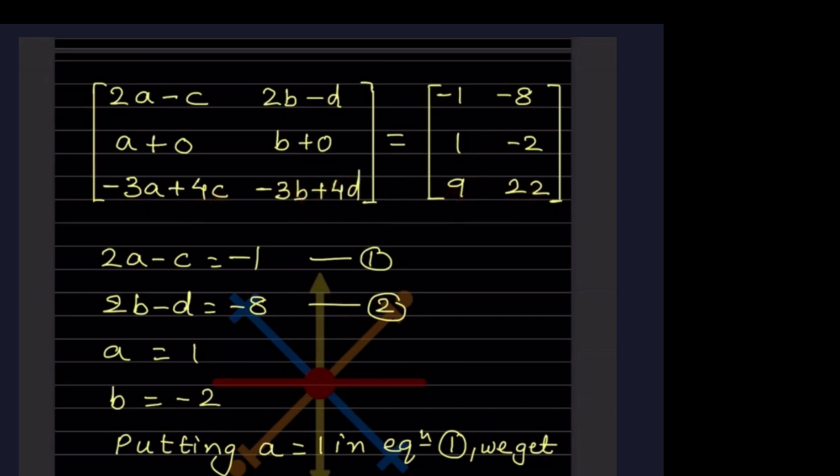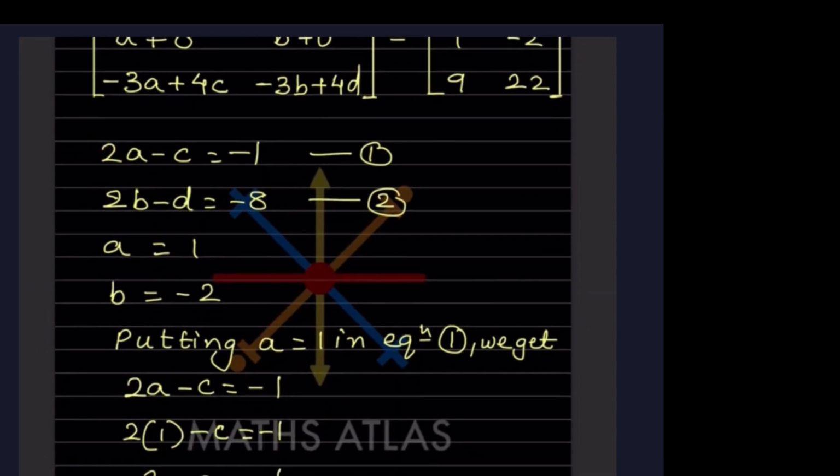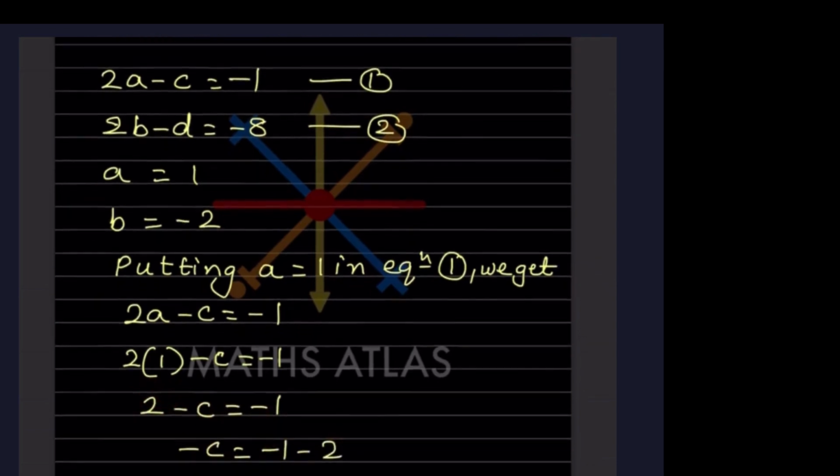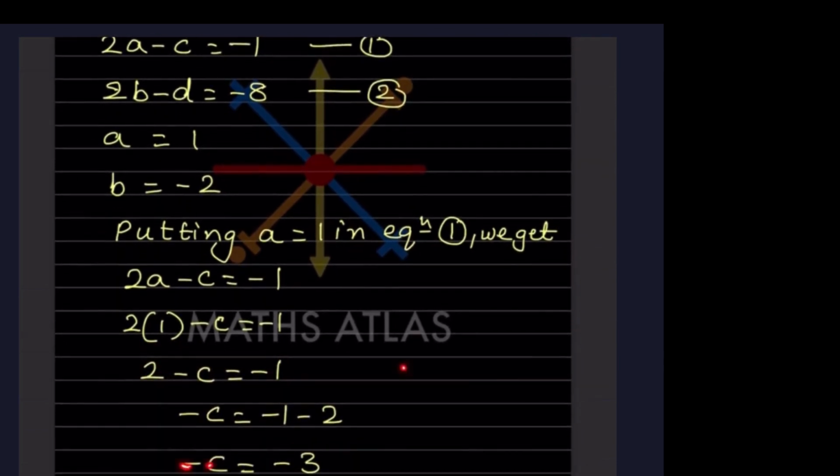Now see here, putting A is equal to 1, because we already got A as 1. Where are we going to put A as 1? In equation number 1. If you take this equation, in place of A you put 1. Rest everything is the same. So here 2 into 1 will be 2. Minus C along with the sign, so -1 as it is. Here this will go on the right hand side, so it will be -2. So minus C minus 1 minus 2, to add to the negative sign, so C is 3. You got C as 3.